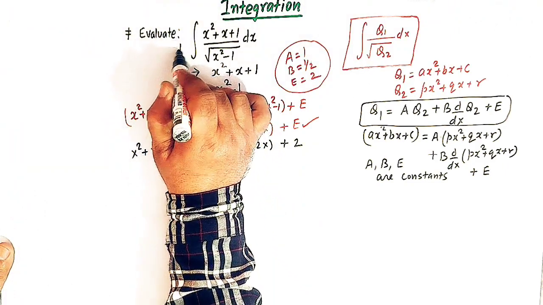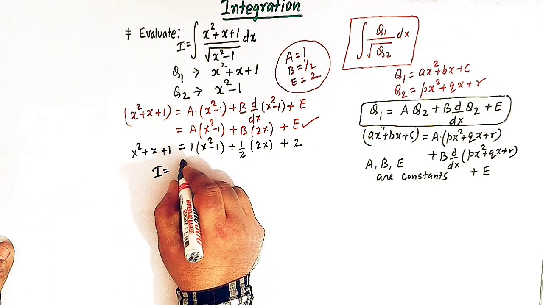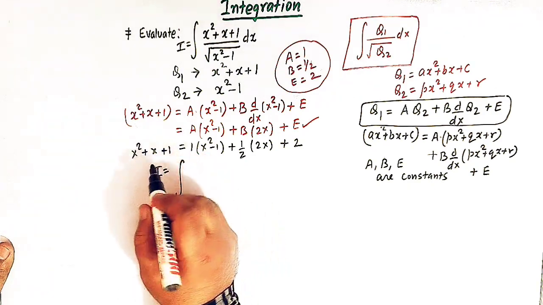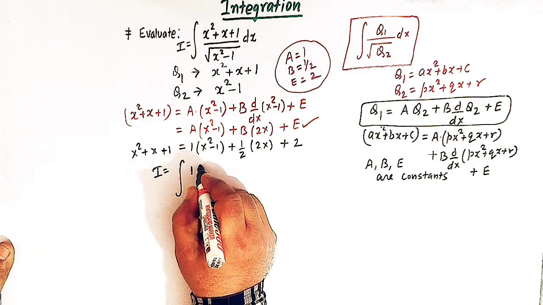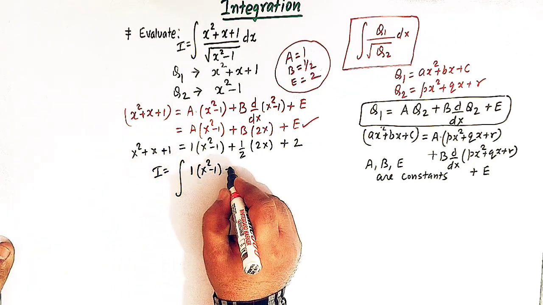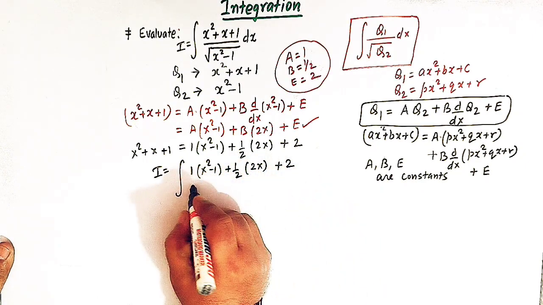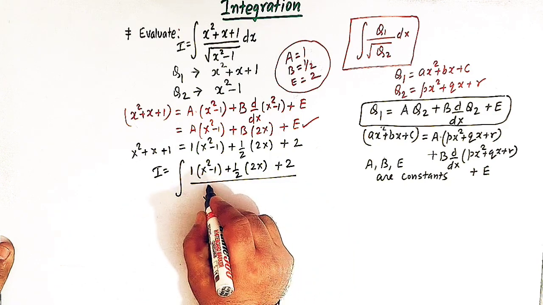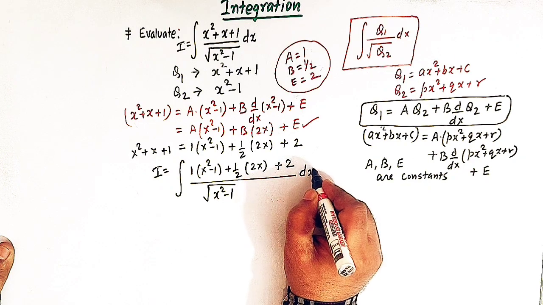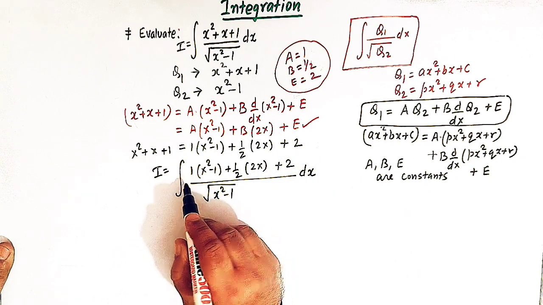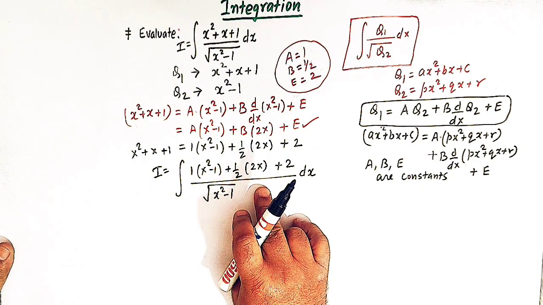So let us call this integral as I. So now we can write I is equal to the integral of x square plus x plus 1, which we can write as 1 times x square minus 1, plus half times 2x, and then we have 2, divided by square root of x square minus 1, and here we have dx, right? So now let us write this integral as a sum of three integrals.